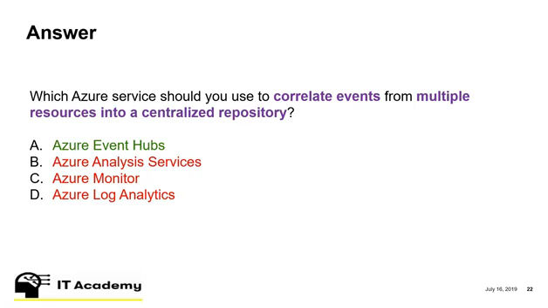Azure Monitor, and specifically the Azure Log Analytics workspace, would be our centralized repository of that information. However, Azure Event Hubs is the correlation engine that we would use to bring those events together. Azure Monitor and the Log Analytics component would just be the place where we stored that. They would be the centralized repository. The question is asking us what we should use to correlate the events from multiple resources, not where to store them. So again, read the question carefully.